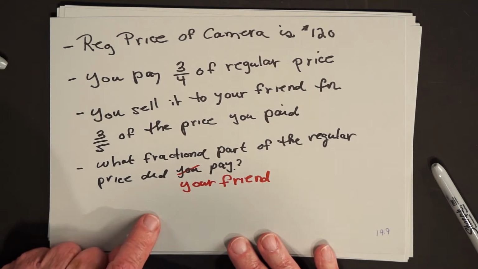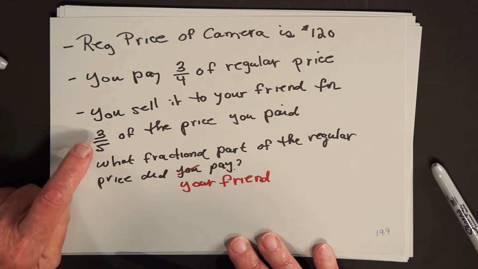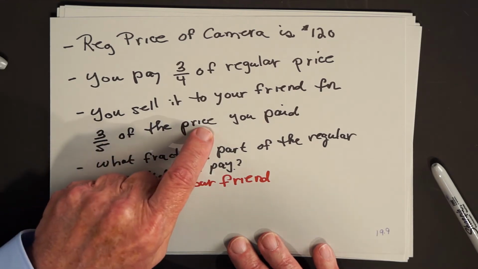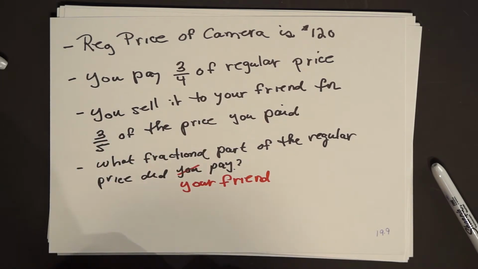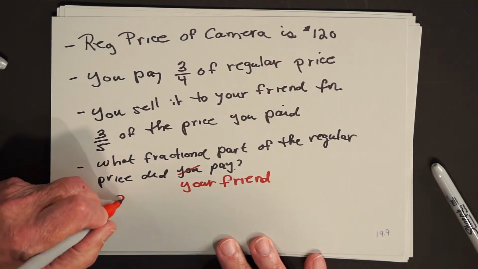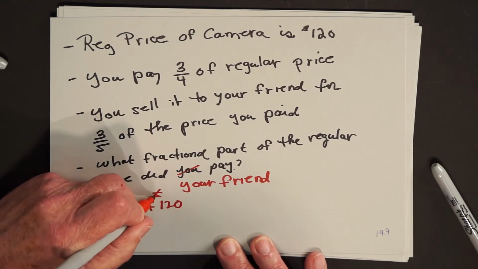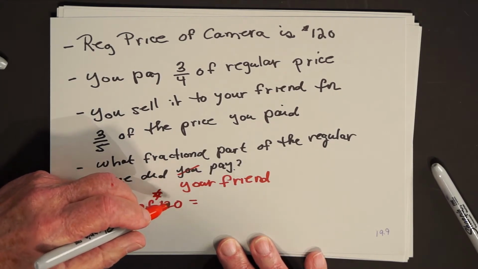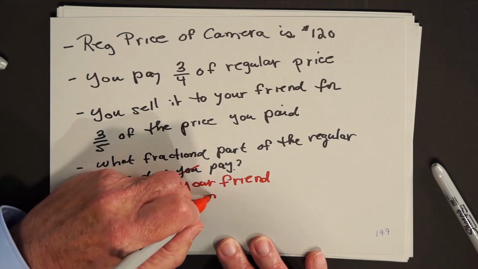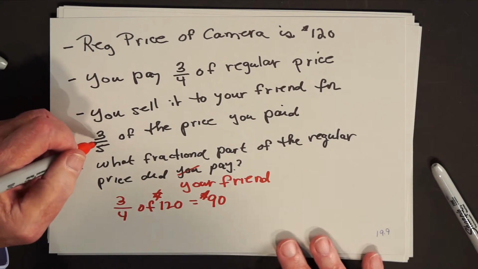Notice again the reading comprehension. The 3/4 is modifying the regular price. The 3/5 is modifying the sale price. So how would you solve this problem? Well, you say, I'm paying 3/4 of the regular price. So I'm paying 3/4 of the 120. 4 goes into 120 30 times. 30 times 3 is 90. So I'm paying $90. What is my friend paying?